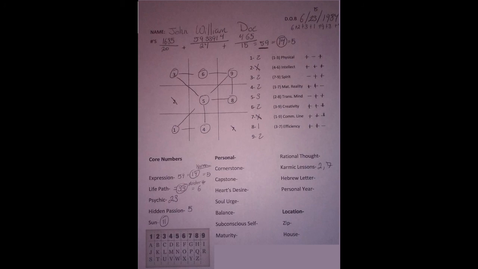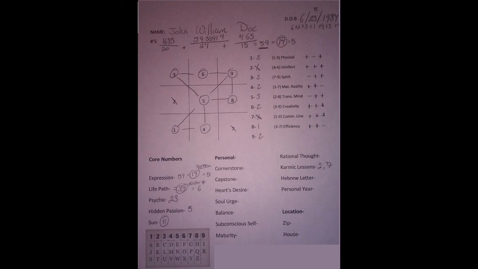So those of you that have double digits, like Mr. Doe here does, he has 23. You're going to look at 2 plus 3. So his day number will be a 5 in this case. And Mr. Doe's sun number is an 11. So we have another master number here.